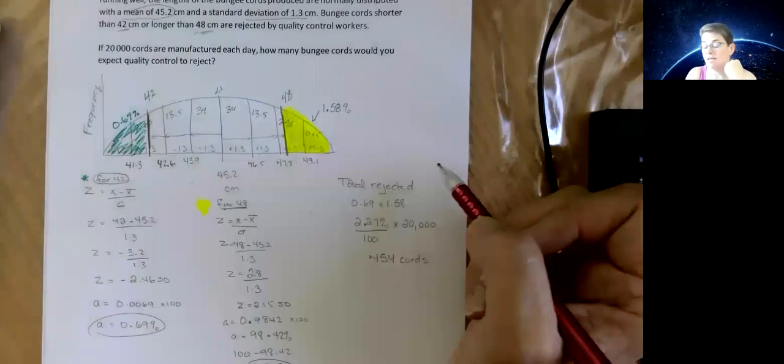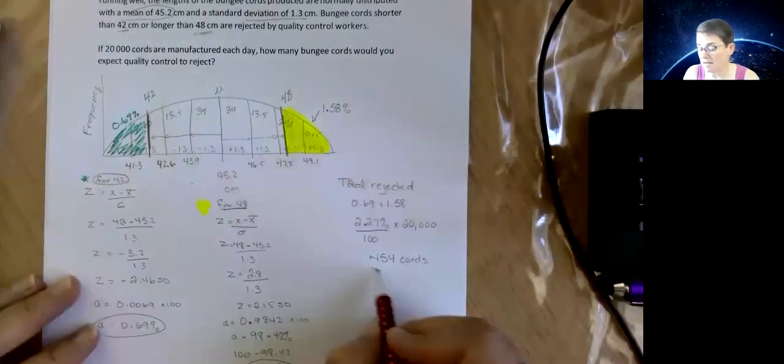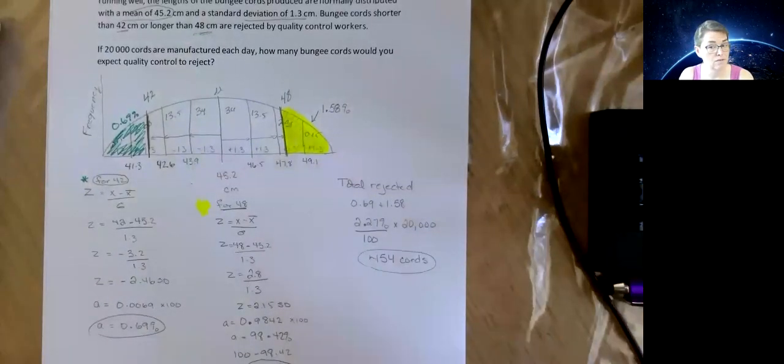But I don't work for a company. I'm not looking at the bottom line. I am doing a math question, and ta-da, there we go. There is our answer. 454 cords are expected to be rejected by quality control every day.